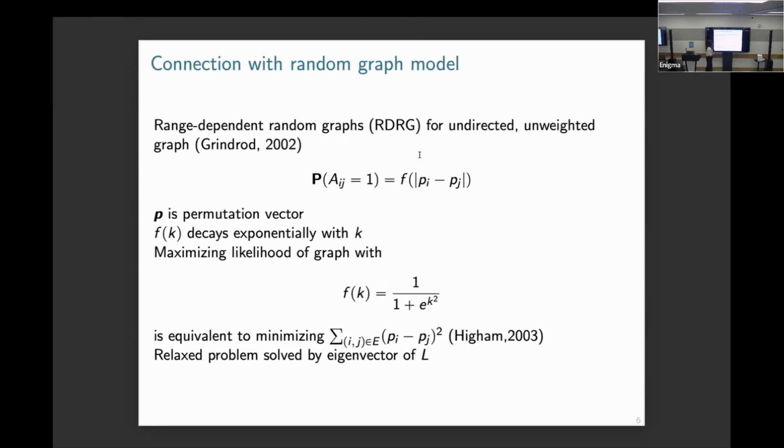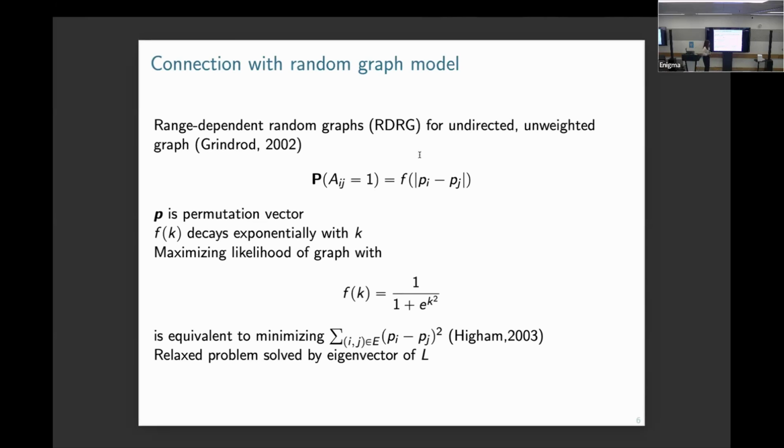Okay, so there has been some study on the random graph model associated with that. Peter Grindrod proposed a range-dependent random graph model. Here P is a permutation vector, so we can assume we're assigning a ranking or order to each node. The likelihood of a connection can be expressed as a function of the absolute difference between the rankings, and this likelihood should decay with the distance between the rankings.